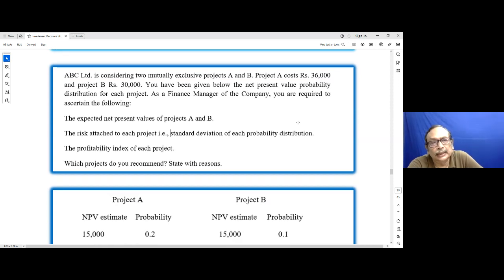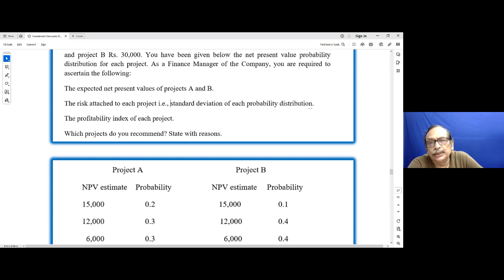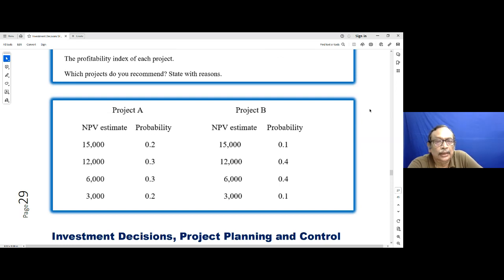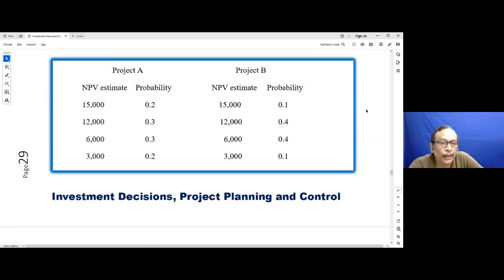The expected net present values of projects A and B, the risk attached to each project, that is the standard deviation of each probability distribution, and the profitability index of each project. Which project do you recommend? State with your reasons. So we have project A, NPV estimate and probability. Similarly, project B, NPV estimate and probability.